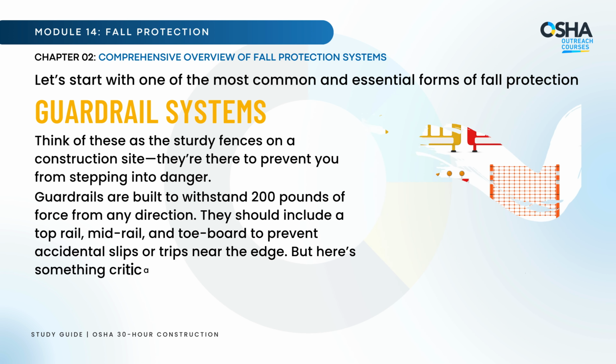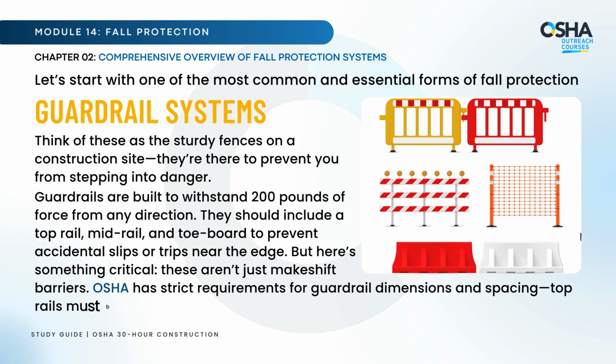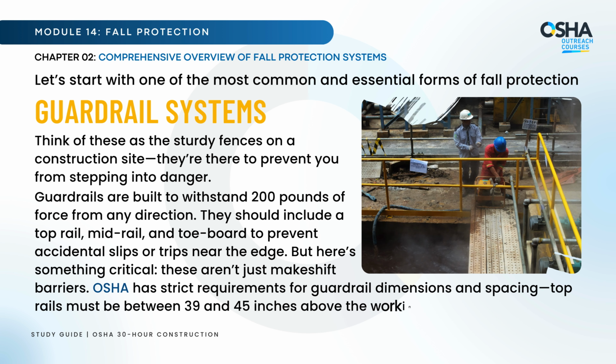But here's something critical. These aren't just makeshift barriers. OSHA has strict requirements for guardrail dimensions and spacing. Top rails must be between 39 and 45 inches above the working surface.